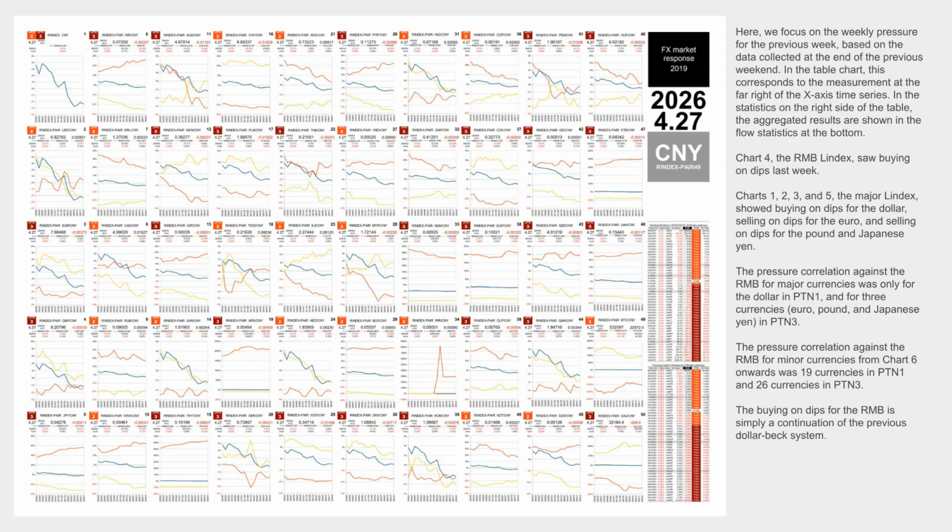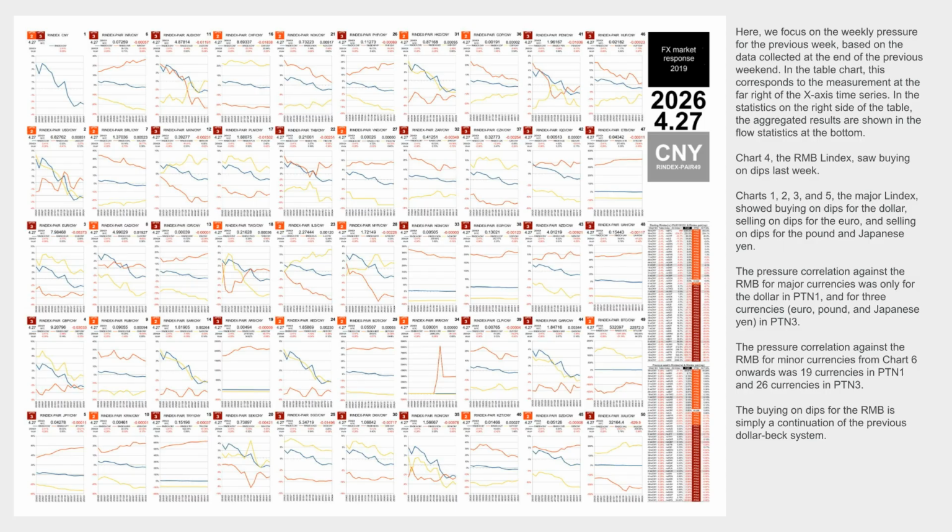Chart 4, the RMB Lindex, saw buying on dips last week. Charts 1, 2, 3, and 5, the major Lindex, showed buying on dips for the dollar, selling on dips for the euro, and selling on dips for the pound and Japanese yen. The pressure correlation against the RMB for major currencies was only for the dollar in PTN1, and for three currencies, euro, pound, and Japanese yen, in PTN3.